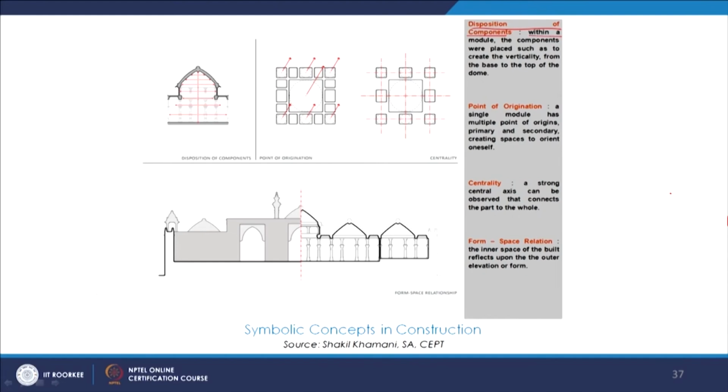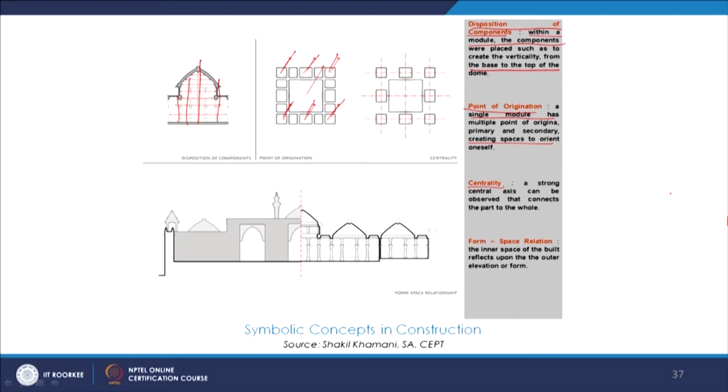Now the next one that we will discuss is the disposition of components. If we talk about a module, within a module the components were placed such as to create the verticality from the base to the top. So if we see over here, the way the components have been placed gives this sense of verticality, which is again a guiding principle. Then we talk about point of origination. A single module has multiple points of origination, and this can create space through which we can orient ourselves.